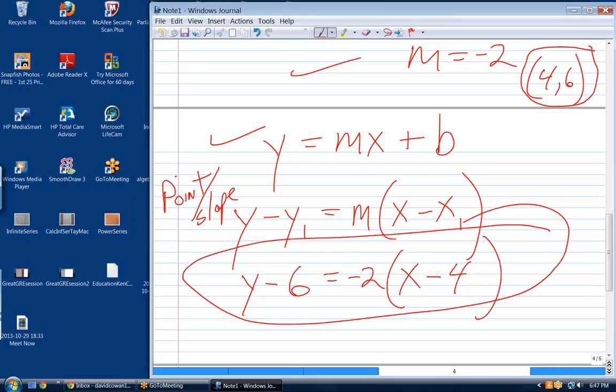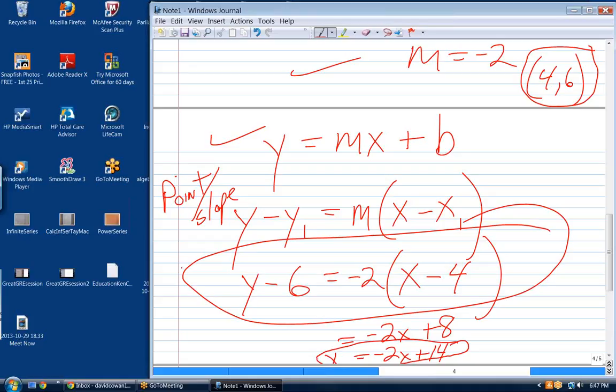Now, that's going to be the same equation as we got doing it the other way. In other words, if I distribute this, I get minus 2x plus 8. Then if I add 6 to both sides, I get y equals minus 2x plus 14. So I get the same equation no matter how I do it.